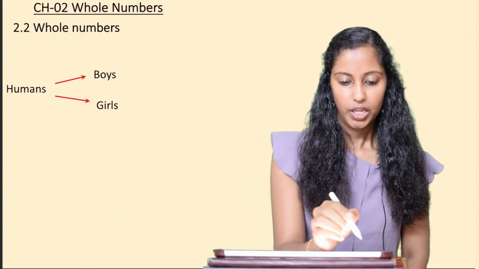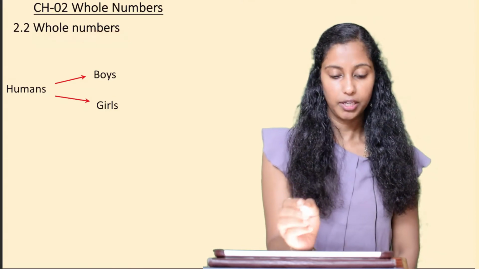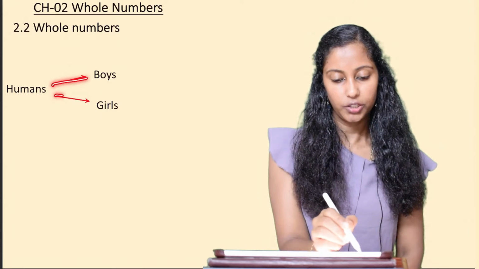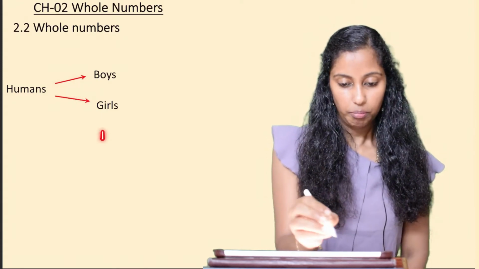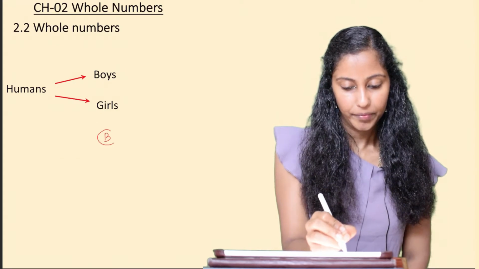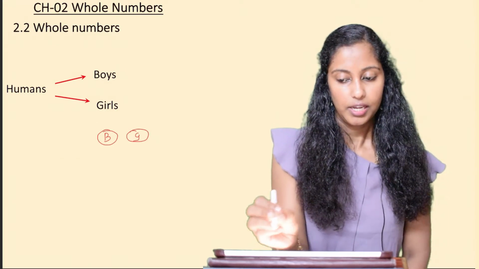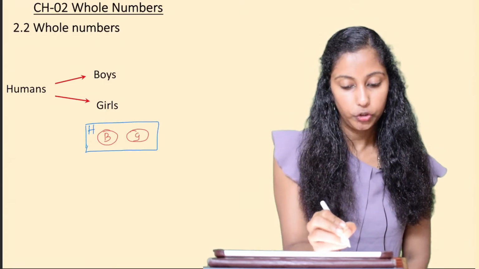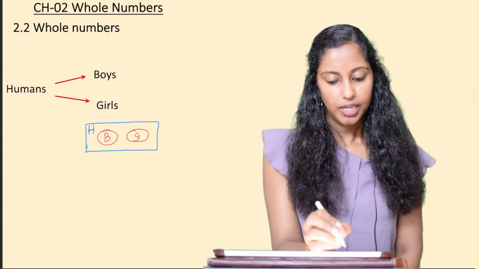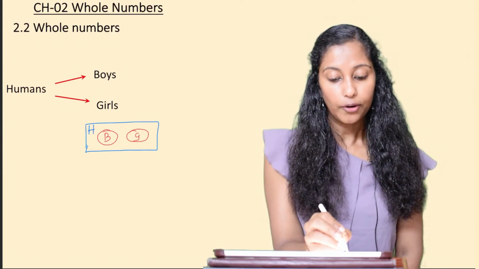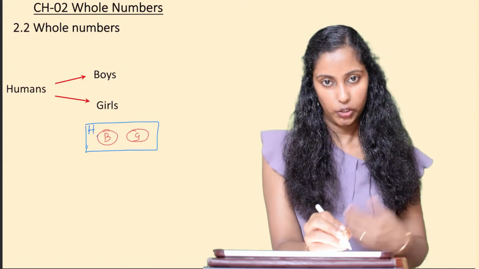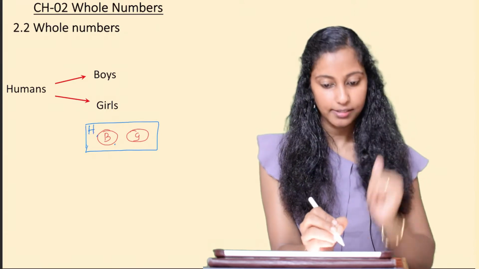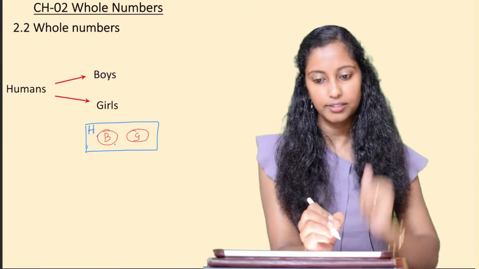So here, to learn more about whole numbers in a better manner, let us see about humans, which are classified into boys and girls. So here, boys. And this is another group of girls. And we all, boys and girls, come into the group of humans. So, if it is asked, are all humans boys? The answer is no. Some of them are girls also. Are boys humans? The answer is yes. Are girls humans? Yes, the answer is yes.